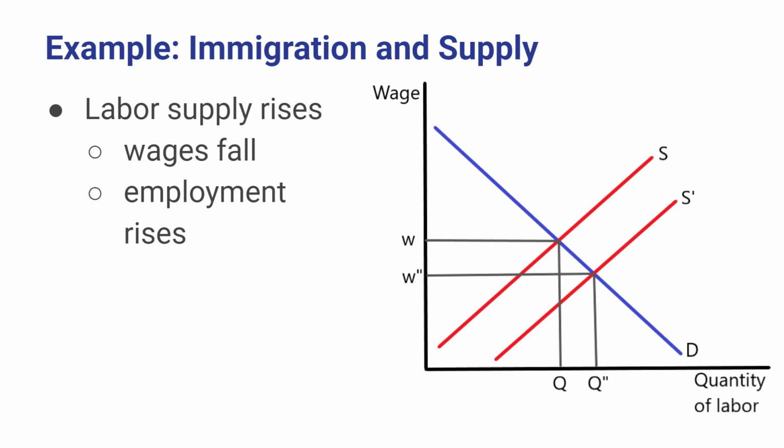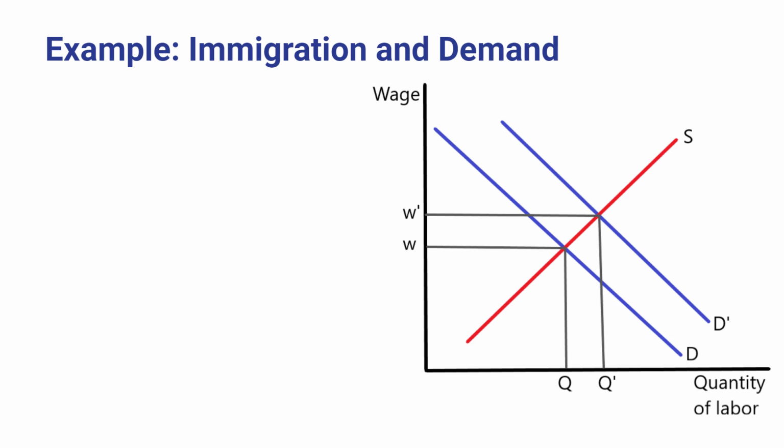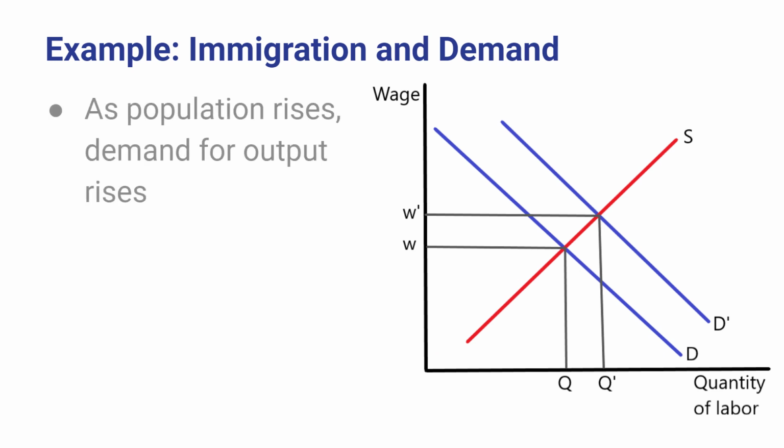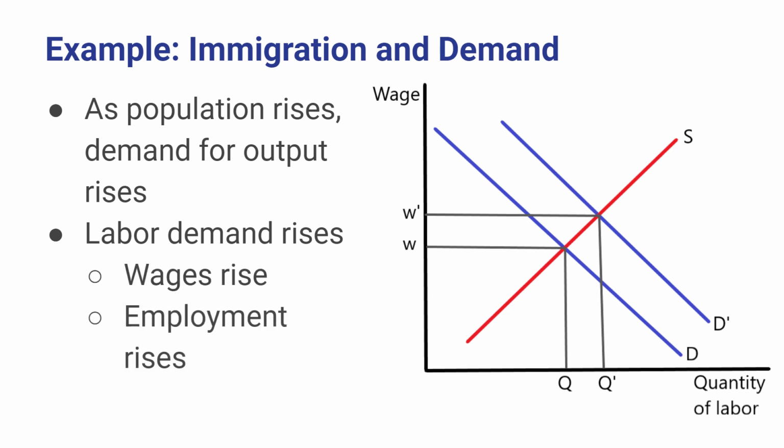However, what many people do not take into account is that when there's an increase in immigration, there's going to be an increase in the demand for output. That increase in the demand for output will lead to more demand for labor, and that increase in the demand for labor will lead to higher wages and more employment. So when we consider both the effects of the shift in demand and supply, employment will clearly rise because the increase in the supply of labor and the increase in the demand for labor will, in all labor markets, lead to higher employment.